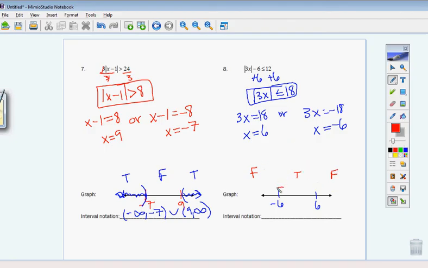Okay, this is a bracket problem, so it's right here all the way to there. And then interval notation from that is just great. It's right off of our graph. Okay, I hope this helped you.